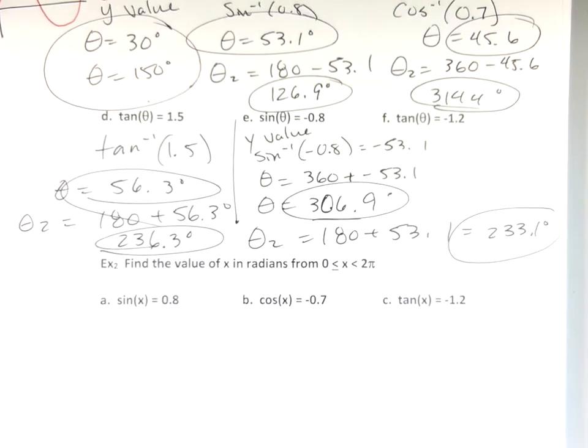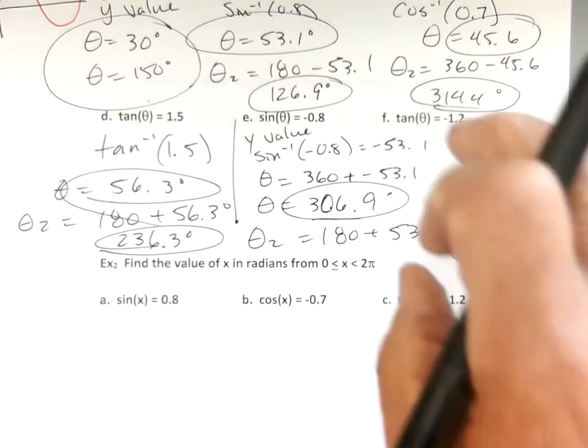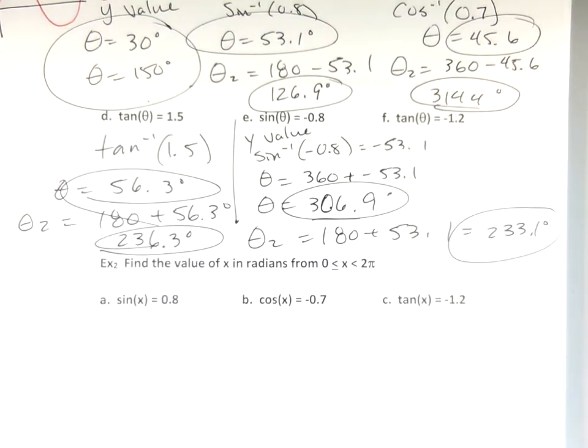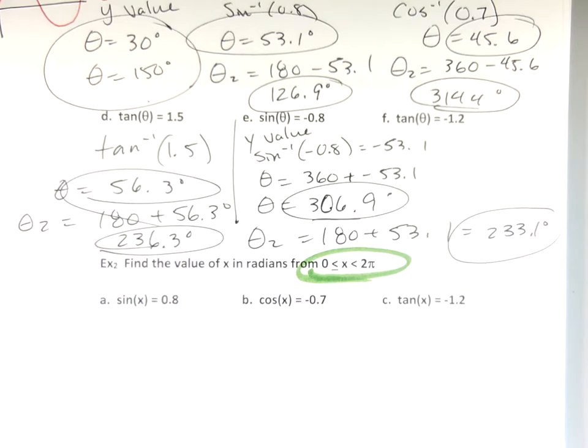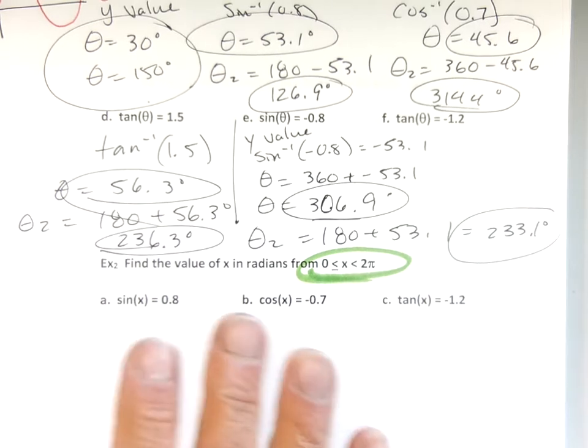How am I doing? Now, the only difference in example 2, exact same type of problems, the only difference is this. We're just going to change our mode. Now, we're still going to get angles, but the angles are going to be weird because they're going to be in terms of decimals, okay?